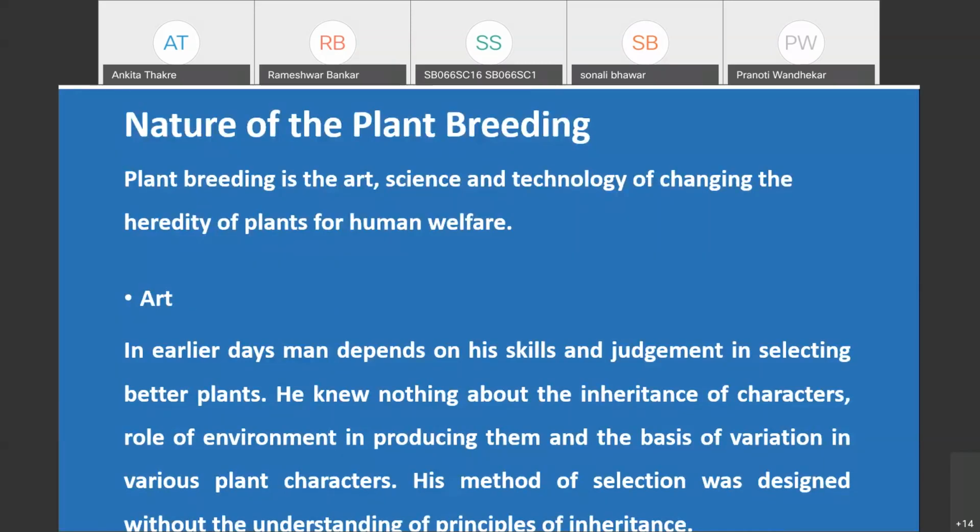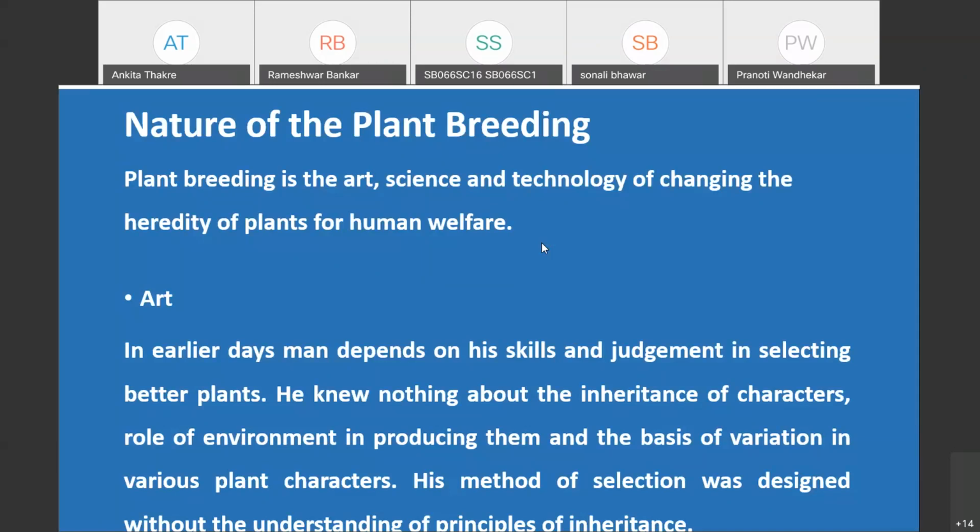In the earlier days human beings were not aware of how characters were transferred from one generation to another generation. But he selected certain types of plants depending upon his needs. Then he collected the seeds of these plants, preserved these seeds, and used them for sowing to obtain the next generation. Unknowingly he carried out the selection of superior plants, and that is how the process of crop improvement was started.